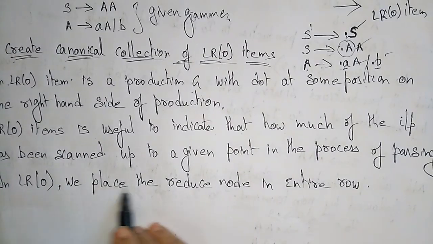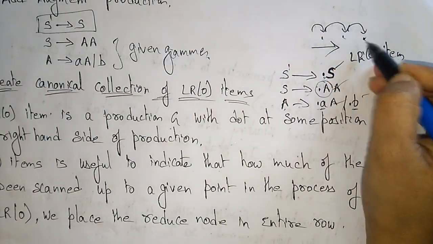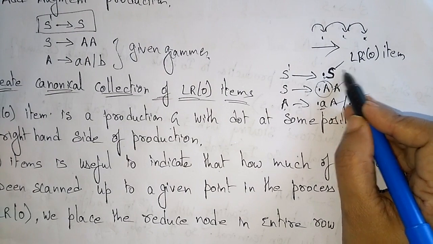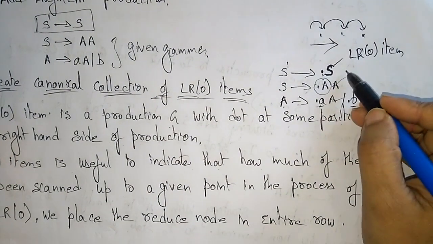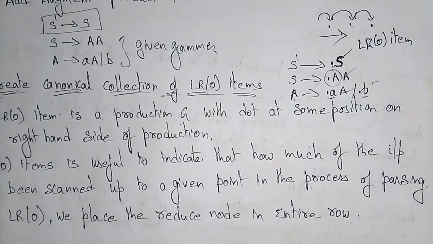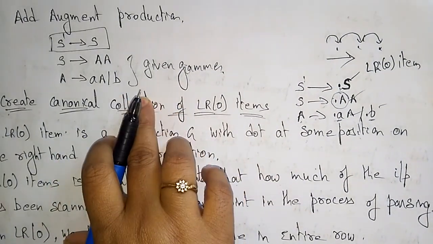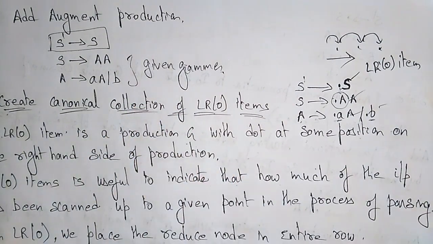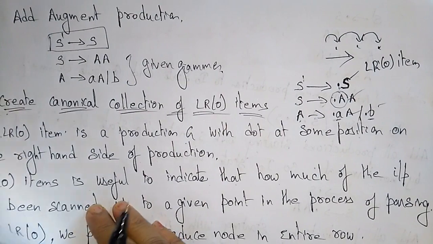So in LR0 we place a reduce node in the entire row. Whenever the dot has moved to the rightmost, and there is no terminal or non-terminal after it, then we place a reduce node in the entire row. Don't be confused; this is an example. When you draw the DFA diagram and construct the table, it will be clear for you. Okay, so that is creating the canonical collection.